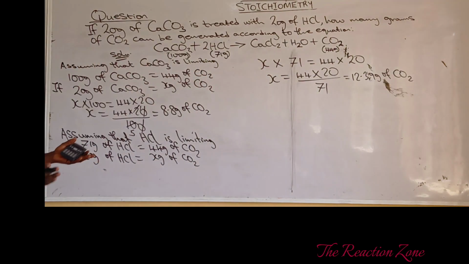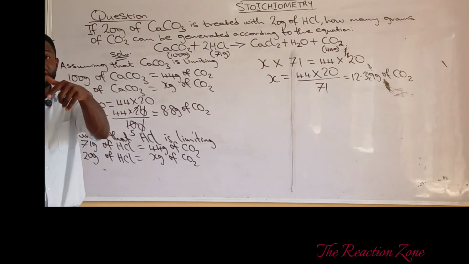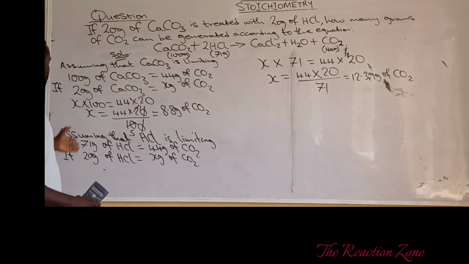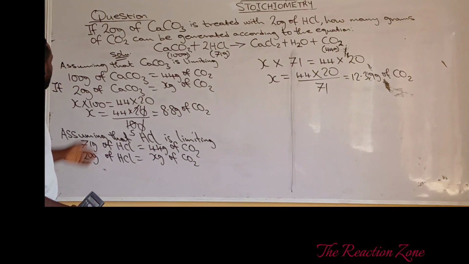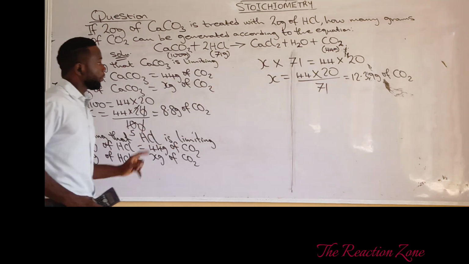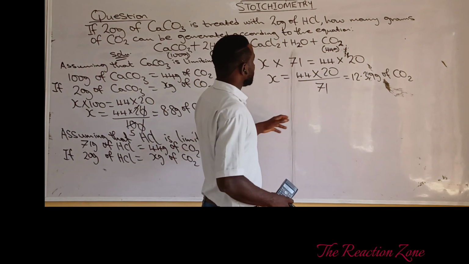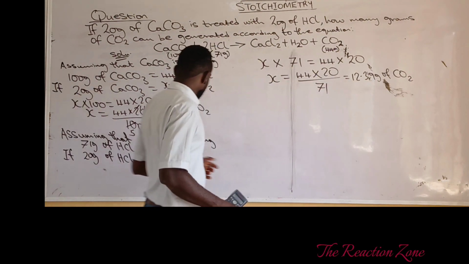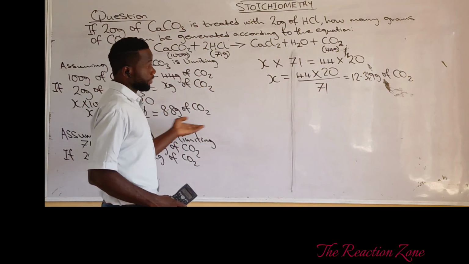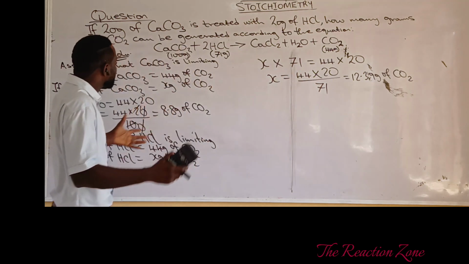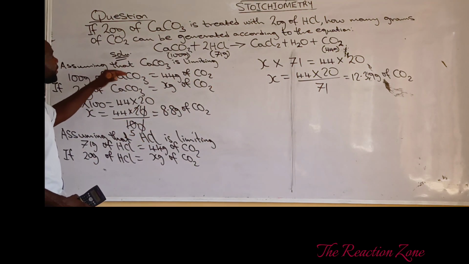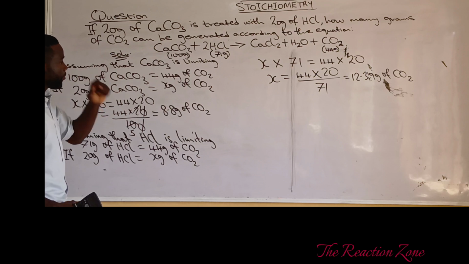Now, recall from my definition of limiting reagent that I told you that limiting reagent is that particular reactant that is going to give the least or the smallest amount of product. The mass of carbon dioxide that is given to us by calcium carbonate is 8.8 grams. The mass of carbon dioxide that is given to us by HCl is 12.39 grams. 8.8 grams is lower than 12.39 grams. So what that tells us is that calcium carbonate is the limiting reagent.